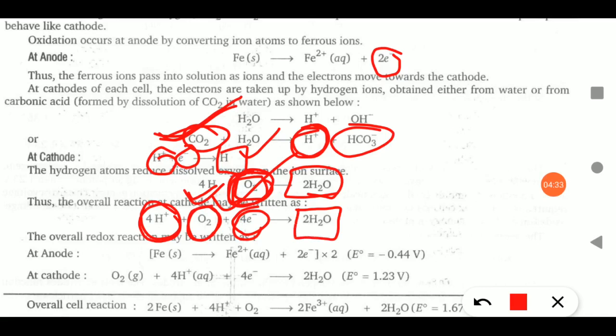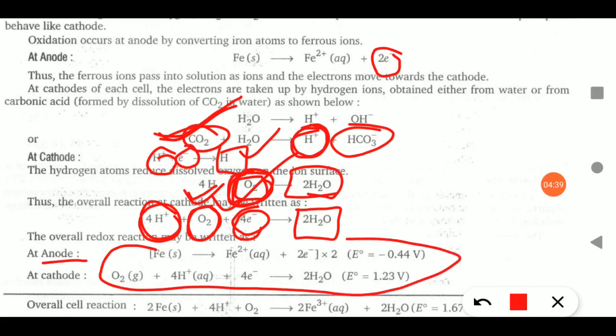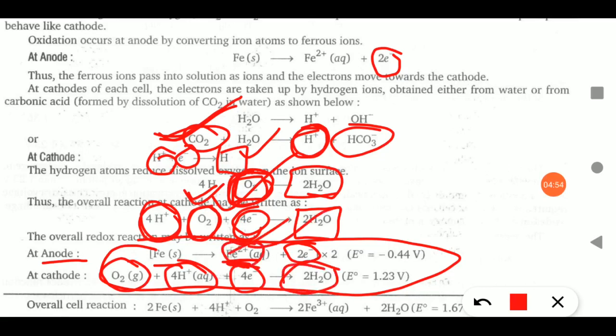Okay students, look here, I am writing these two reactions simultaneously. Iron changes into the ferrous ion by losing its 2 electrons, and oxygen from the air, H positive ion from the acid, and 4 electrons from the anode again, we are getting water. Mean we have two things, Fe2 positive ion and water.